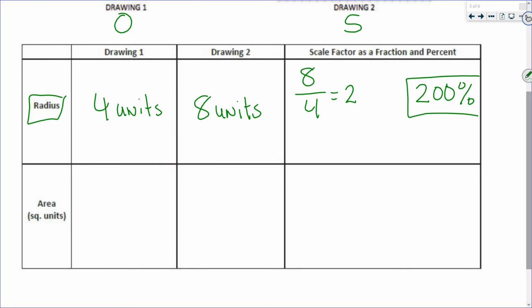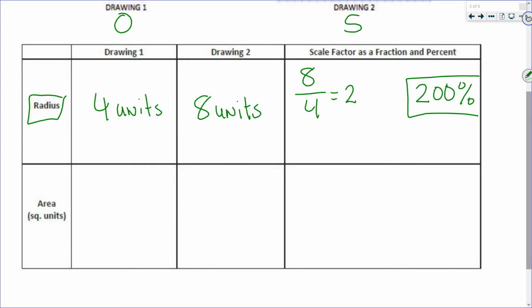Or not, oh my gracious, all that made no sense. I just heard it in my own head, and it makes no sense. So let's go back. All right, so how do we find the scale factor of the area?